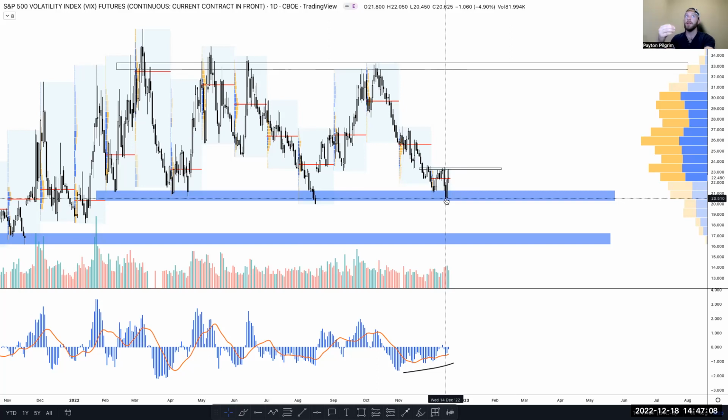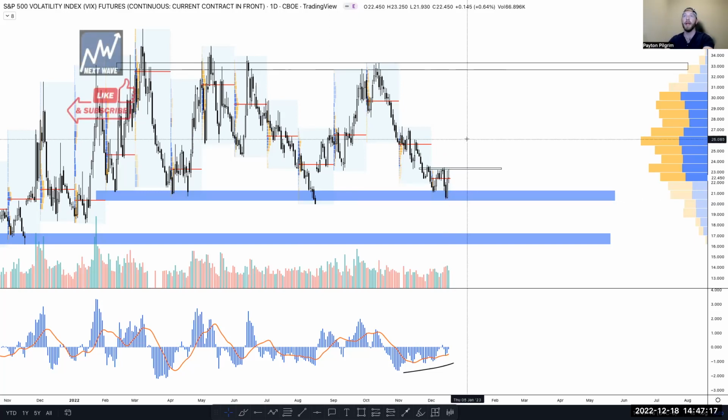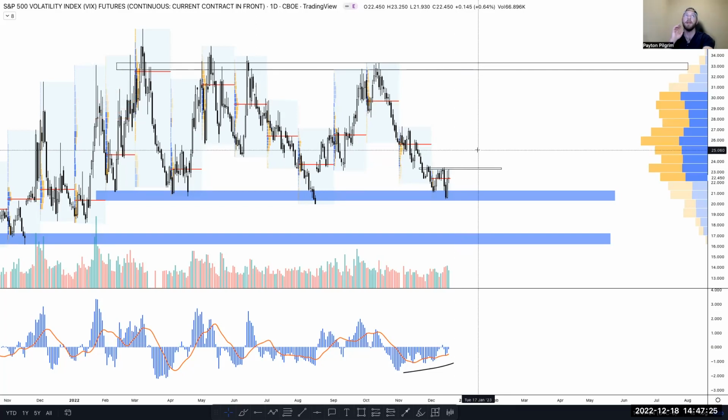Right now, the indices are not necessarily high, but the VIX is low. I'm looking for the VIX to go up. And if it breaks this level right here at 23, it's most likely going to send the indices down. So remember, VIX up, indices down.